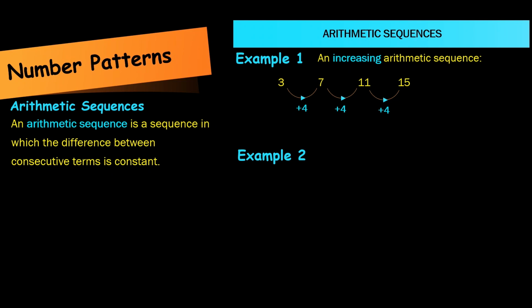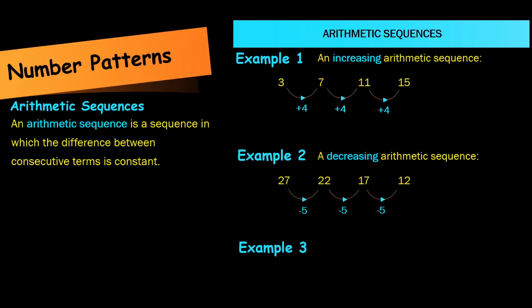Now let's take a look at another example. A decreasing arithmetic sequence example is 27, 22, 17, 12 and so on. Notice that this sequence is decreasing by 5 each time, so we're subtracting 5 to get to the next term. And now for the third example.